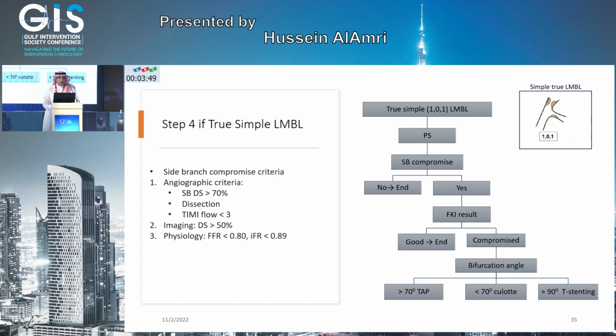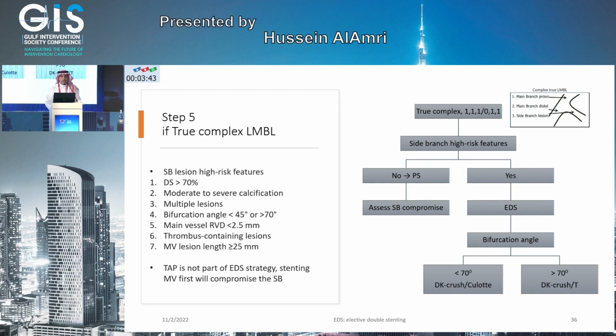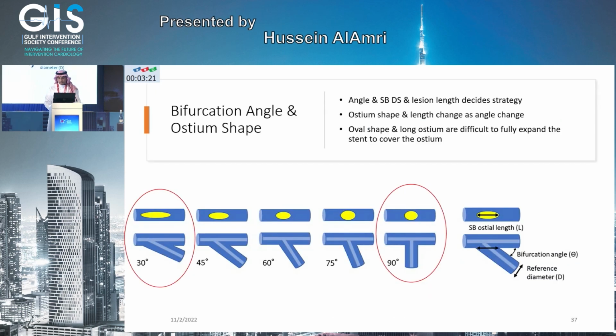For simple, you go for provisional stenting, you optimize, you do IVUS, you assess your side branch, and you treat accordingly. For true complex lesions, which are 111 and 011, then you better decide from the beginning whether you want to do a two-stent strategy or one-stent strategy. If the angle is favorable, then you go for DK crush or T. If not, then you go for DK crush or Culotte technique.